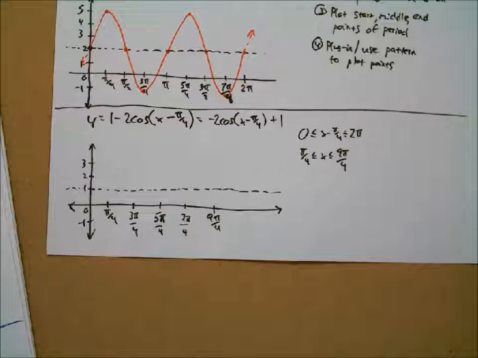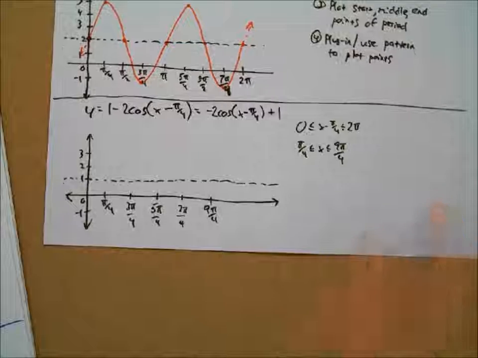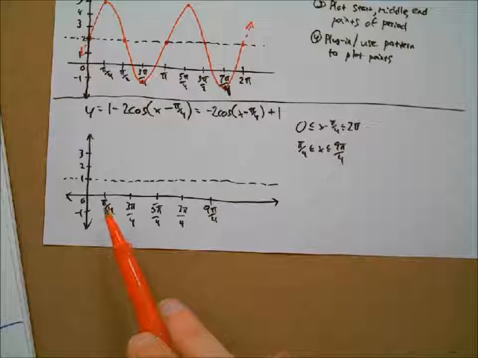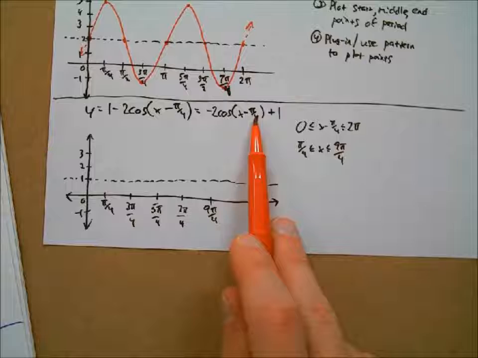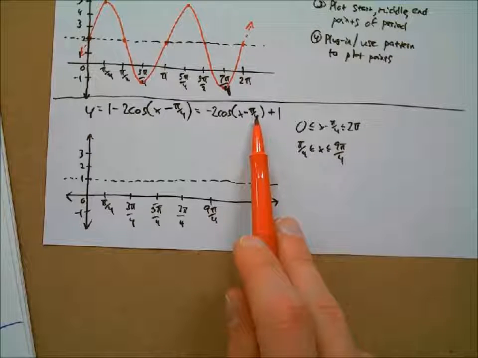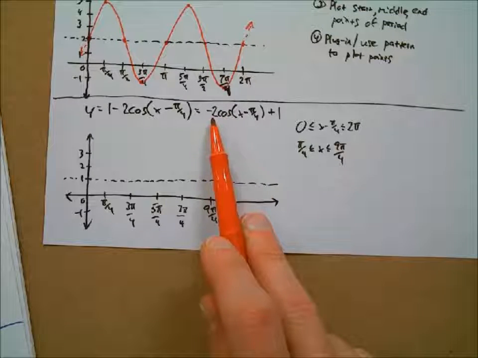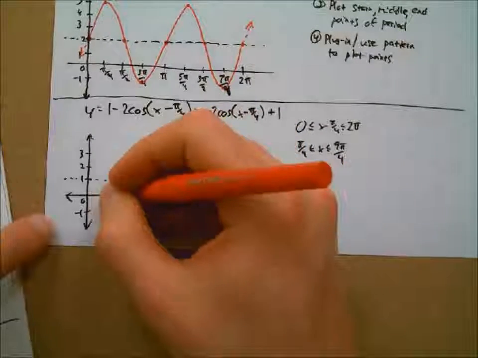I'll let you guys catch up here first before I proceed. Any questions up to this point? Anything about what we did here? Okay, we're all good. So now let's plug in our first point, just to get our bearings. That first point is pi over 4. So pi over 4 take away pi over 4 is 0. Cosine of 0 is 1, times negative 2, plus 1. So at pi over 4, we're at negative 1.